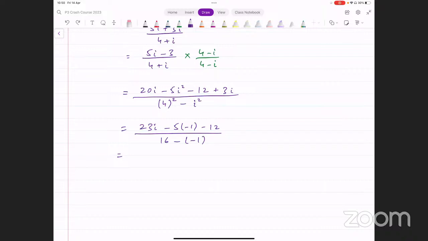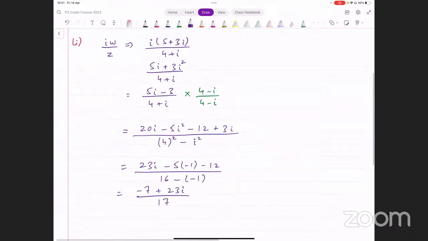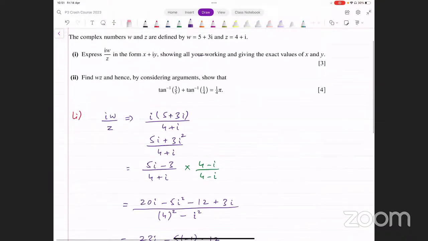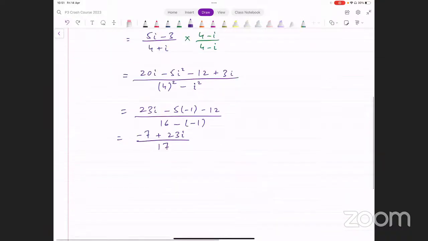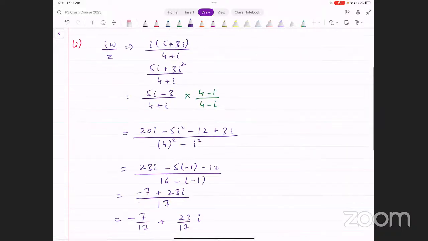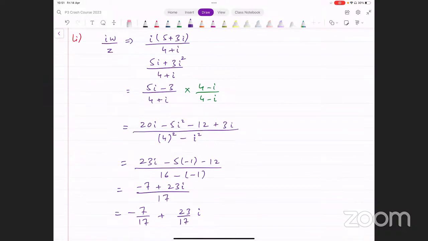Right? Yeah, so we have minus 7 in the numerator, minus 7 plus 23 iota, divided by 16 plus 1, that is 17. And now, since you want to write this in the form x plus iota y, all you have to do is just write these two things separately. Minus 7 over 17 plus 23 over 17 times iota. So this is what we get when we simplify all of that.